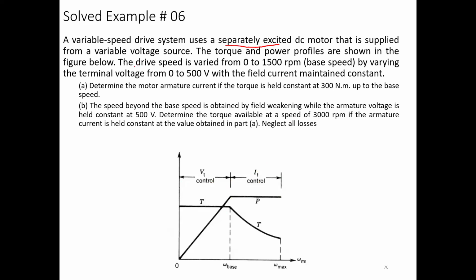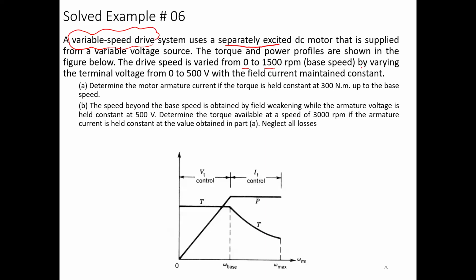In this case, guys, he mentioned here the drive speed is varied from 0 to 1500 RPM. So we have a range for the variable speed drive from 0 to 1500 RPM. We will have a separate discussion for the meaning of variable speed drive system in our lab. The 1500 RPM is our base speed, which is the maximum speed we have in our design.